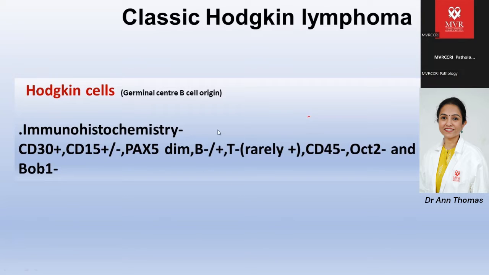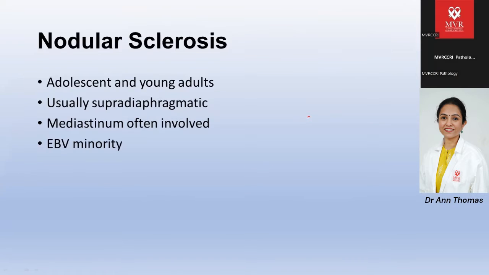When we see the slides, what I've said will be clearer when you see the individual cases. Now we shall go to individual subtypes, and I will show you the cases of each subtype. The first subtype that we are going to see is nodular sclerosis. As I told before, it is usually rare in the elderly. The age group is usually adolescent or young adult. The presentation is usually a supradiaphragmatic lymph node, most commonly the mediastinum is involved, and EBV is usually negative.